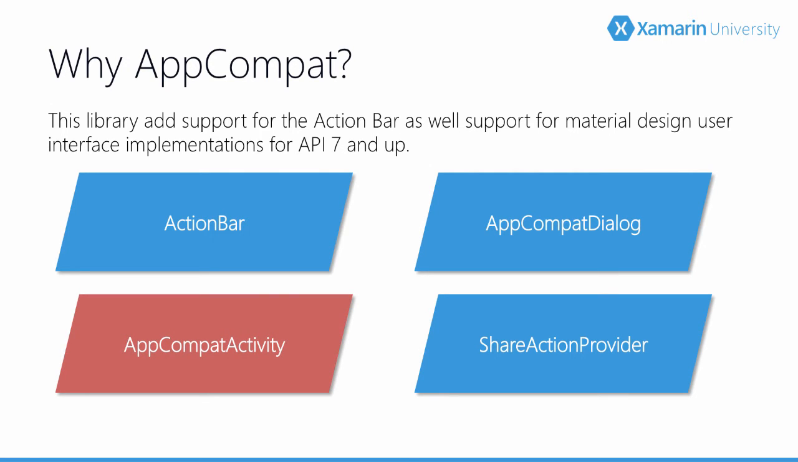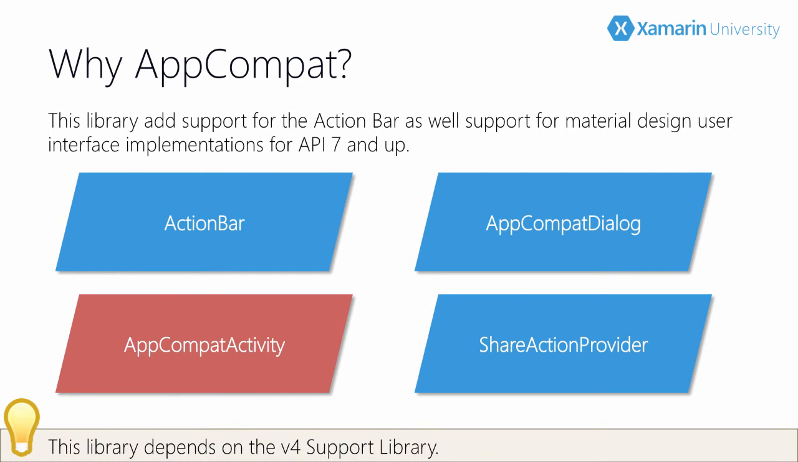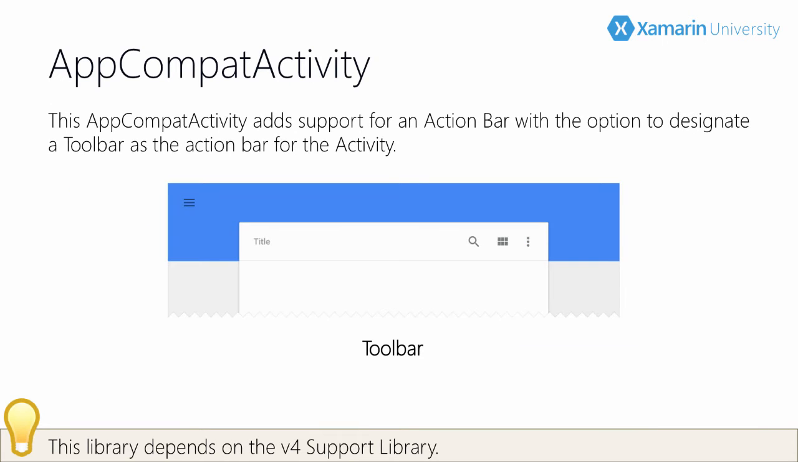We are going to focus on the AppCompatActivity. This is what we're going to include in our activities to make sure that we can present a toolbar to our users. Keep in mind that this library depends on the version 4 support library, which means as soon as you add the AppCompat NuGet package into your application, you will see that the support library is also going to be included.